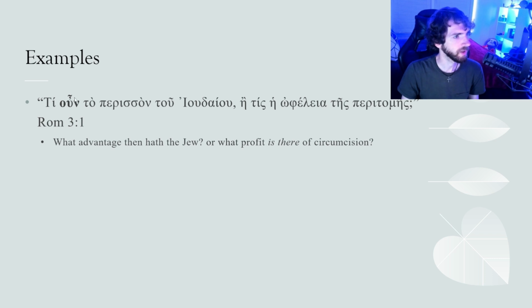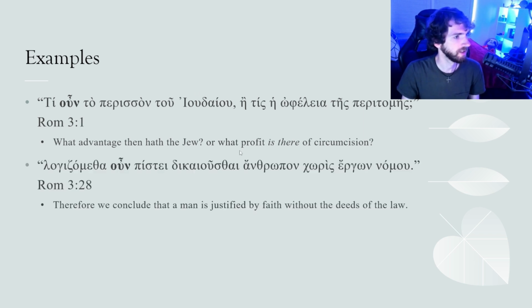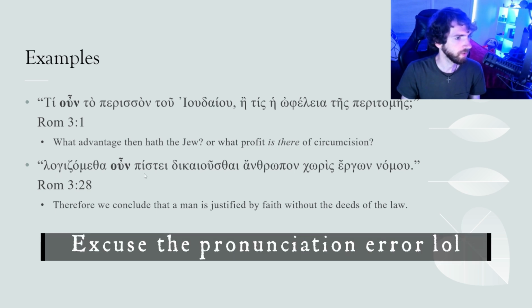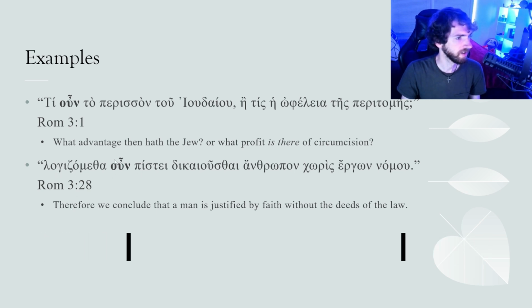So what then is the advantage of the Jew? You have to understand the verb is. So oun is sort of what, therefore is the advantage. So logizometha oun pistei. So therefore, there's the oun. We conclude, logizometha, that a man is justified by faith without the deeds of the law.